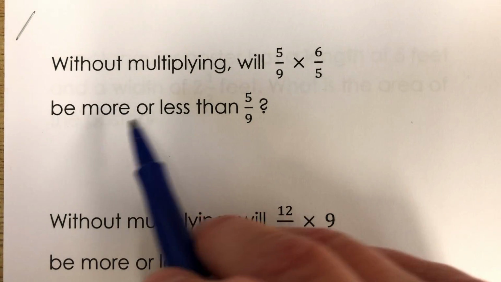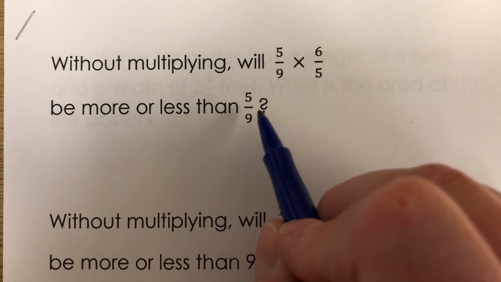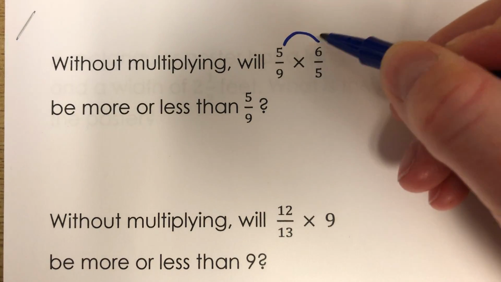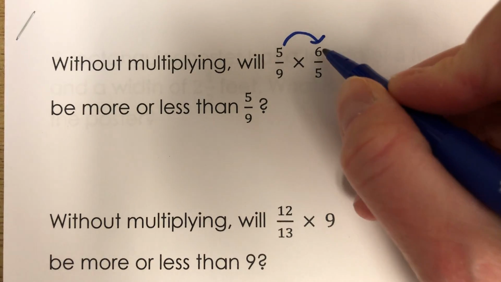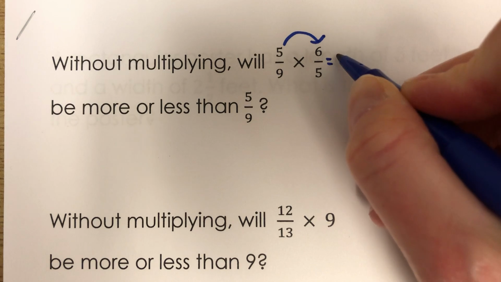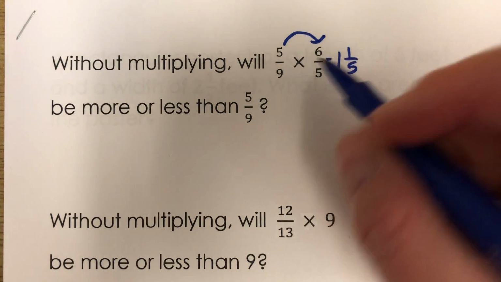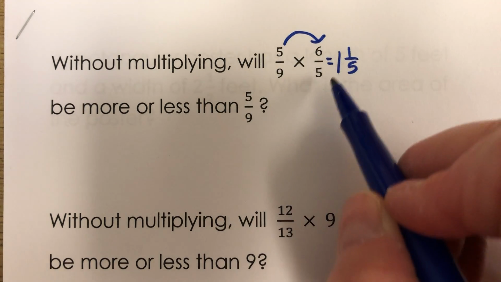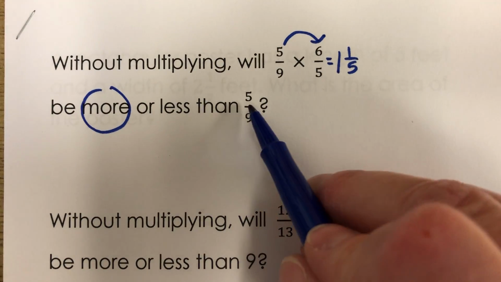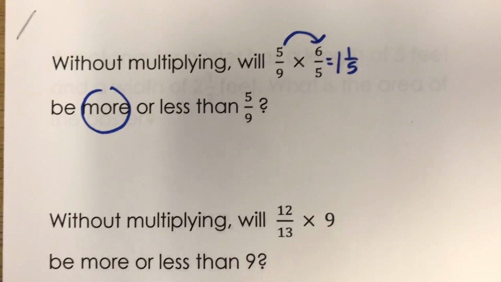All right, this first one says, without multiplying, will 5/9 times 6/5 be more or less than 5/9? So I have to look at the number 5/9 is being multiplied by. The number that 5/9 is being multiplied by, 6/5, that's actually equal to 1 1/5, right? 5 goes into 6 once with 1 left over. And if you multiply a fraction by something greater than 1, you're going to get an amount that is more than what you start with. So it's going to be more than 5/9 because the number I'm multiplying 5/9 by is more than 1.